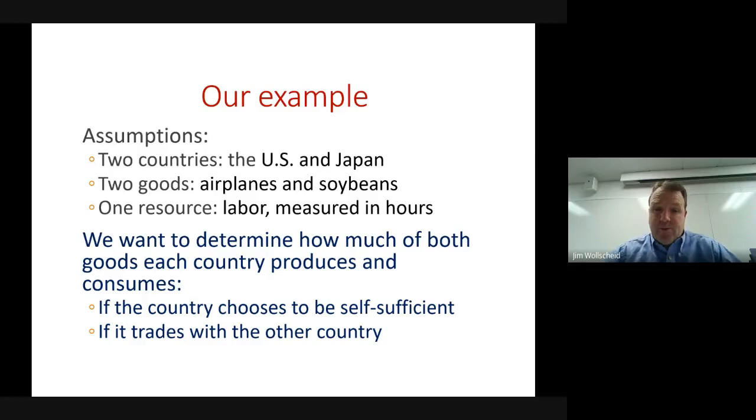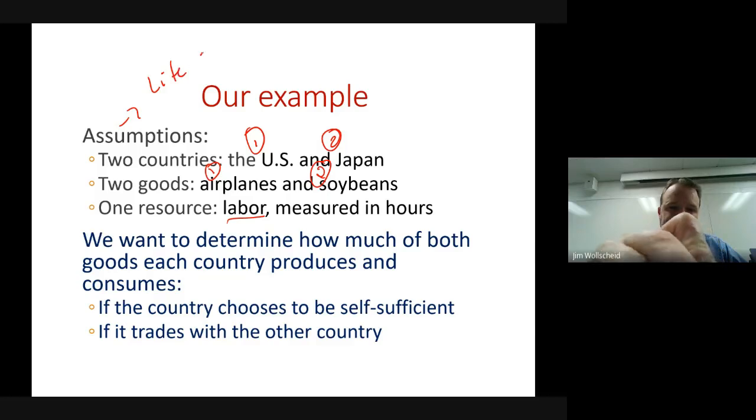So we're going to go through and we're going to talk about two countries, Japan and the United States, two goods, airplanes and soybeans. I got my goods right today. I made sure of it. And they're only going to use one resource, labor. Okay, so that means there's no machines in our economy. Again, why do we use assumptions? They just make life easier.